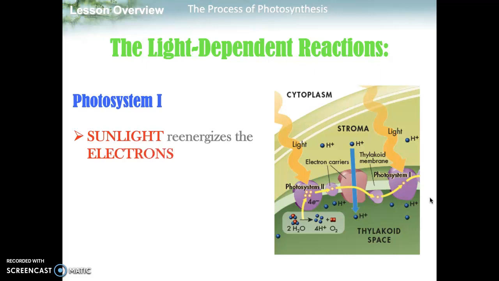What happens during Photosystem 1? Sunlight again re-energizes the electrons. So we're using light in both Photosystem 2 and 1. We're energizing these electrons. The electrons become re-energized. The next thing that happens is those hydrogen ions that got pumped in are joined to NADP. And the energy from the electrons is then used to join the NADP and hydrogen ions together to make a short-term energy molecule called NADPH.